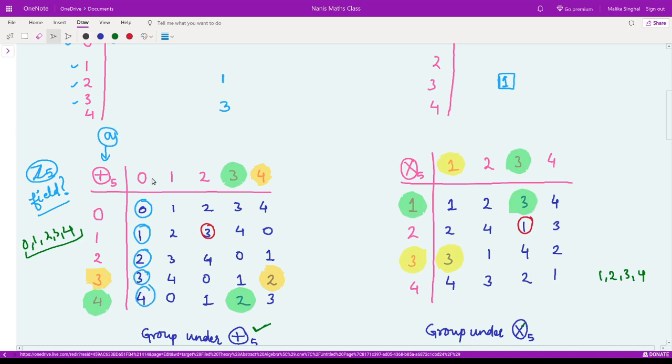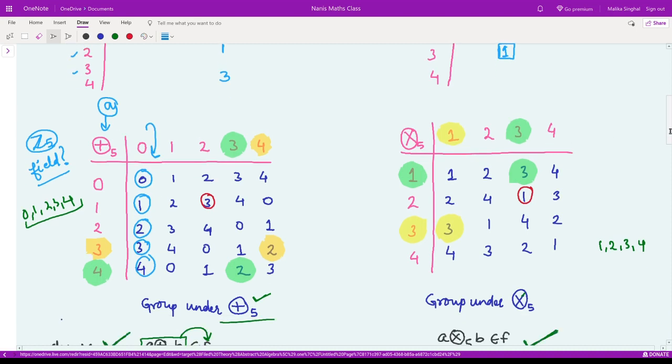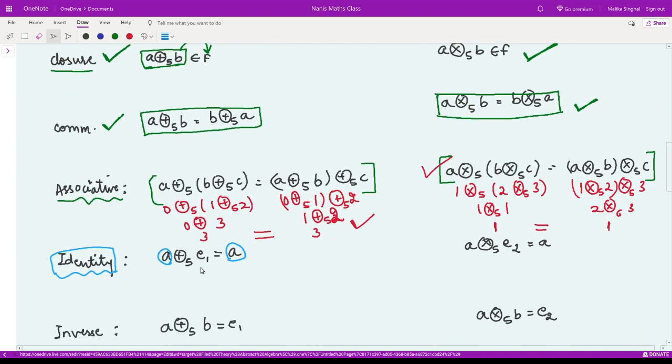So you see that these numbers correspond to the second entry, that is 0. So we can say that 0 is the identity in this case. So E1 is equal to 0. So this is the addition mod 5 identity, right?